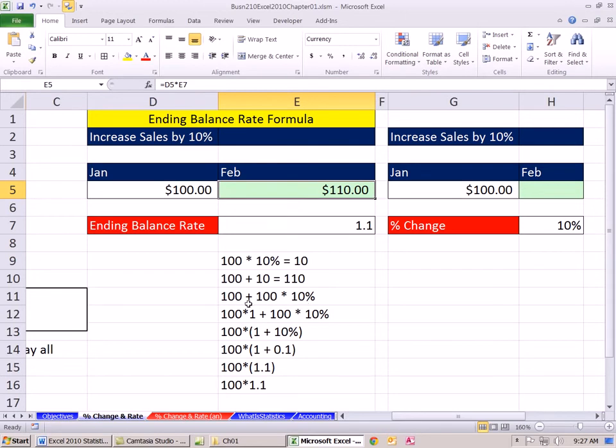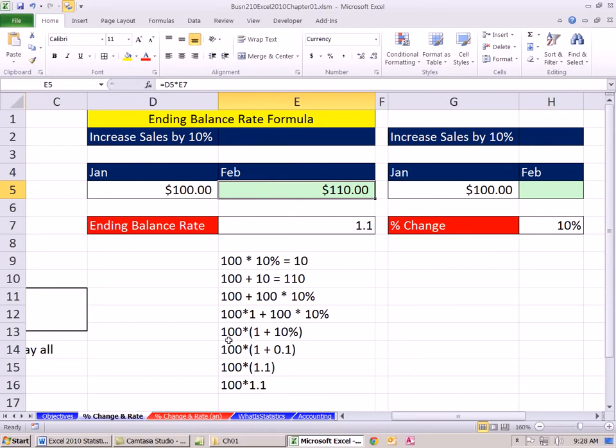Notice 100 times 1 is still 100, right? So I'm going to put that there. 100 times some number plus 100 times some number. Well, as soon as you see this, you know you have to remember your algebra and remember factoring. You can factor the 100 out. So you're left with the begin or principal amount on the outside times, in parentheses, 1 plus 10%. Right? And this could further be reduced down to 1.1 or simply this.